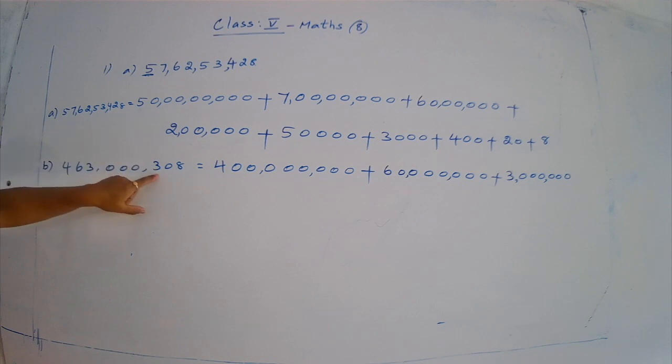Okay, now you come to the hundreds place. What is the 100 place? What is that? 3. So the next digit is 3.